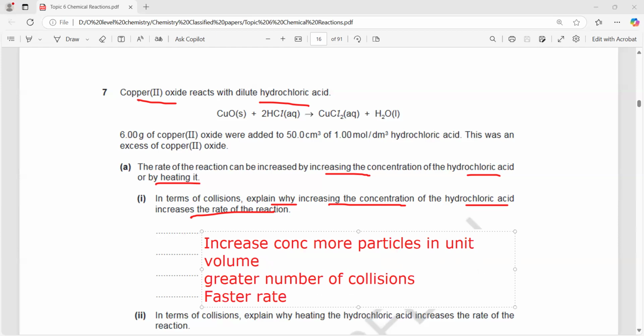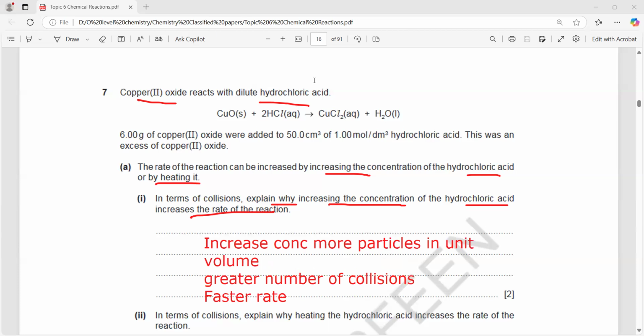This is for 2 marks, because they specify here that the rate of a reaction increases with concentration and temperature. But you just have to mention increasing concentration, more particles in a unit volume. As a result, there will be more collisions between them.